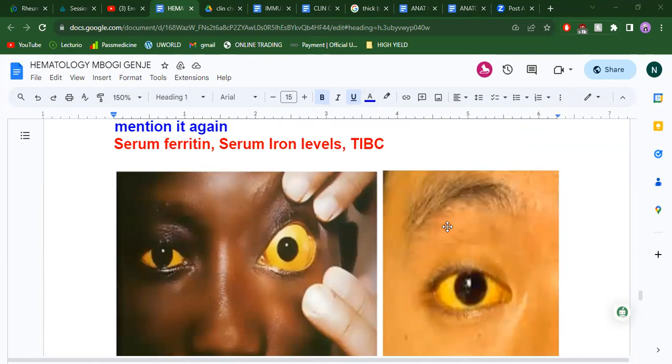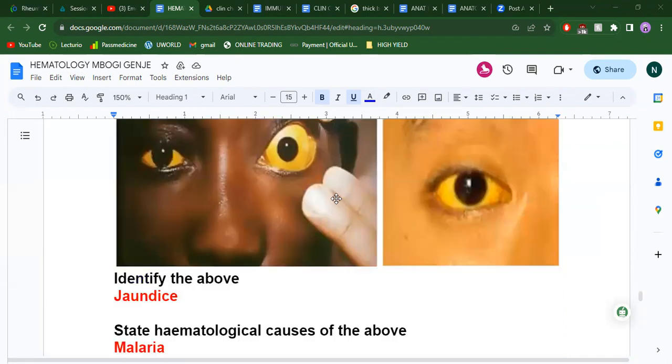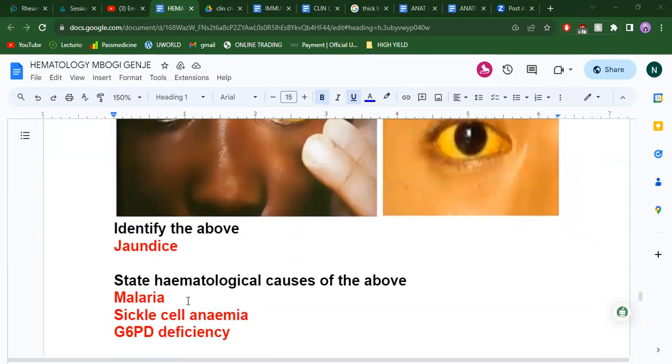Jaundice, yellowness of the eye, scleral icterus. Yeah, all of them are correct. Hematological causes, we have a lot.